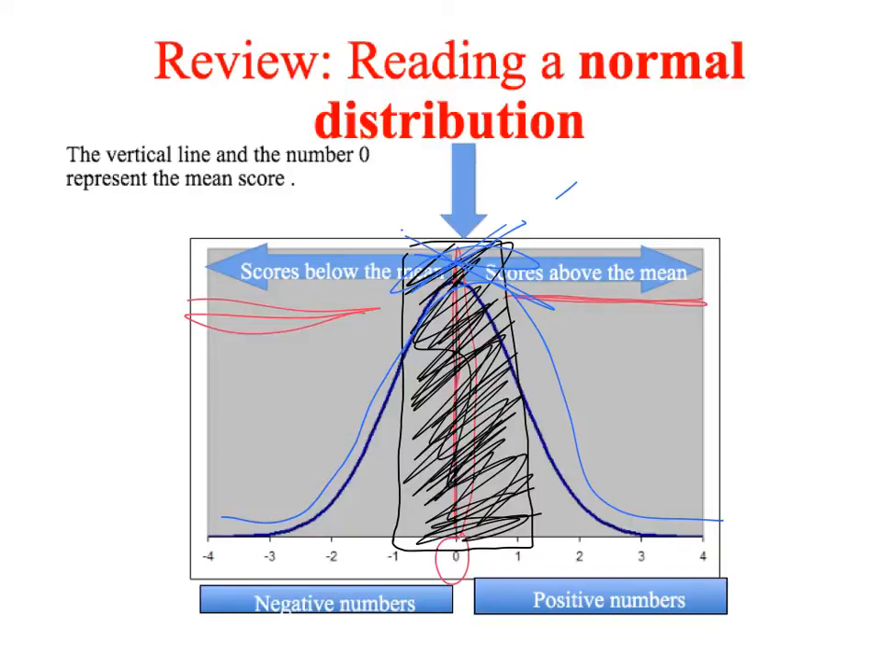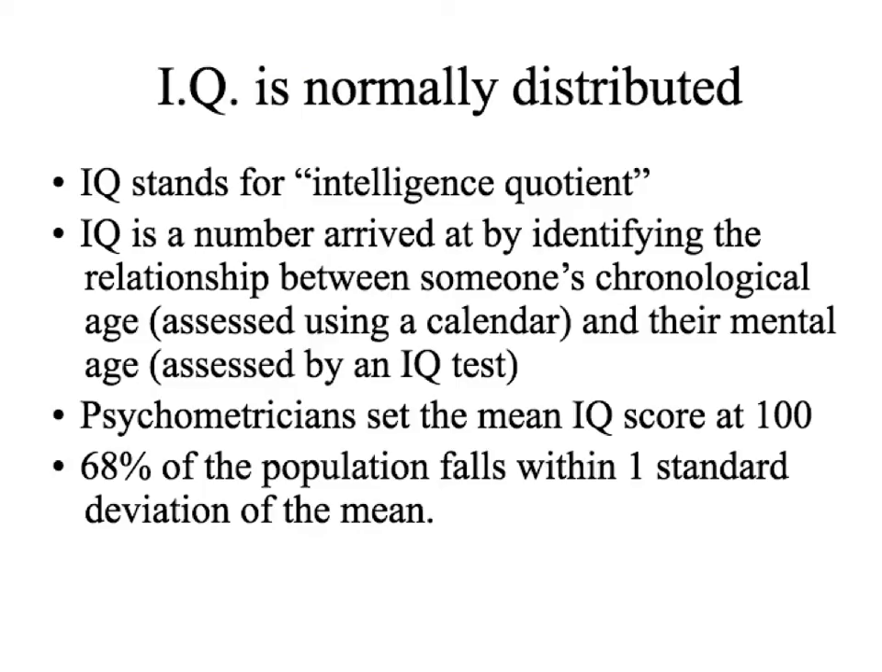I think I'll scribble on the next thing too. As I mentioned, IQ is normally distributed. And IQ stands for intelligence quotient, and when we hear quotient, we know that something's being divided by something, and that is indeed the case. And IQ is a number that is arrived at by identifying the relationship between somebody's chronological age, which would be assessed using a calendar, and their mental age, which is assessed by an IQ test.